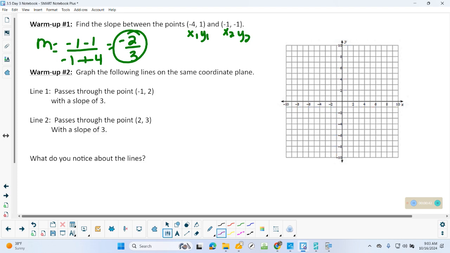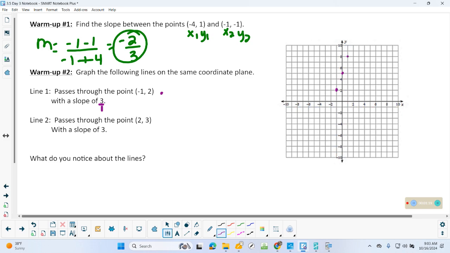Graph the following lines on the same coordinate plane. Okay, so this is just a practice really of, can you count out the slope right? All right, pass this through the point, I'm going to do this one in purple, -1, 2. So first plot the point, -1, 2. Got it. And from that point, we are going to count out a slope of 3. Now I'm going to think about that as a fraction, 3/1. So the rise is 3, run is 1. So we're going to go up 3, which way 1? Right 1. Got it. Okay, so from our point, up 3, right 1.